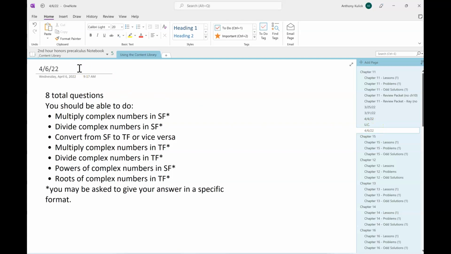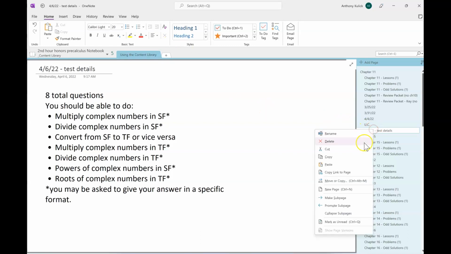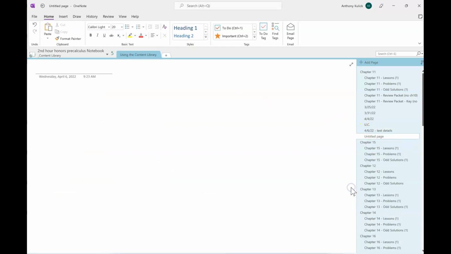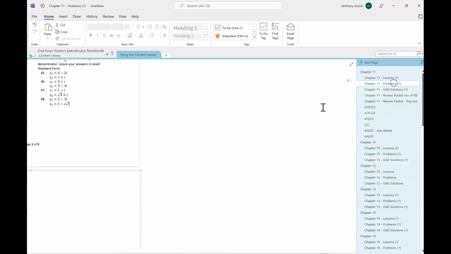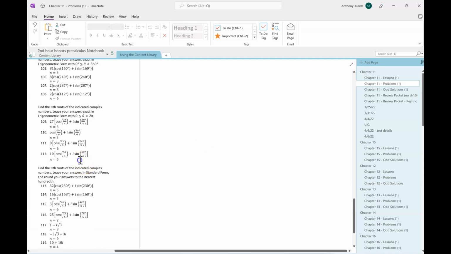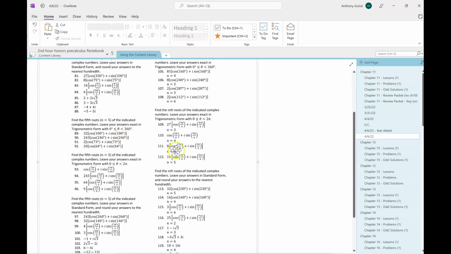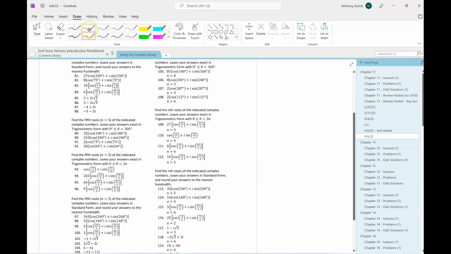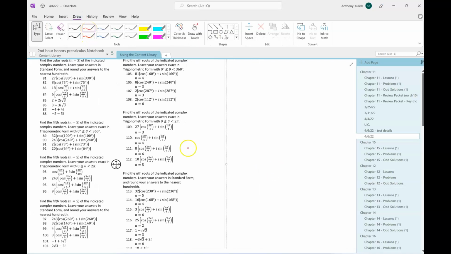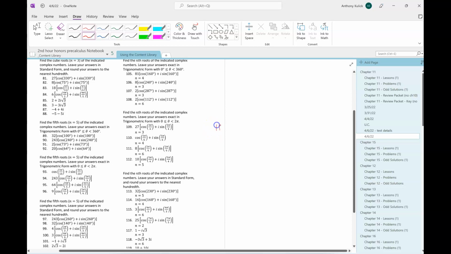Sure, let's do this, because I'll just steal this for another class. So I'll make a separate page here. Okay, 111, you say. Oh, yowzers. The sixth root? Mr. Kulik, that's just mean. Well, you know. All right, 111.